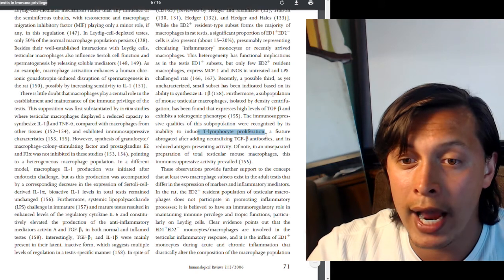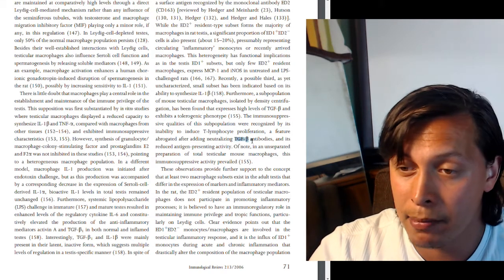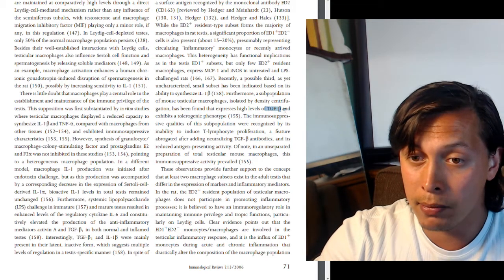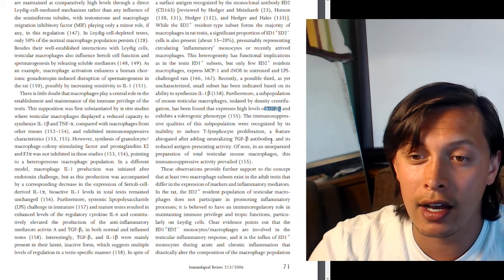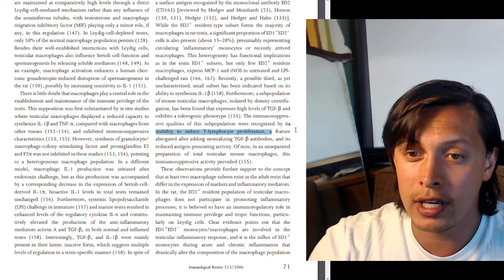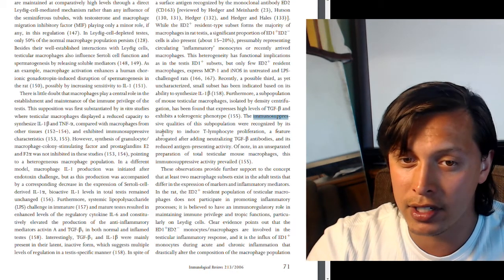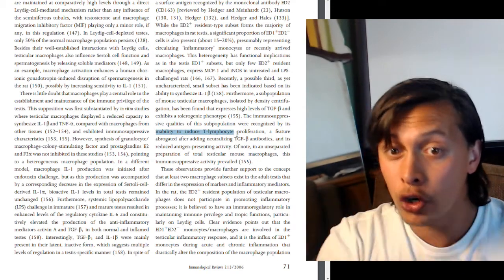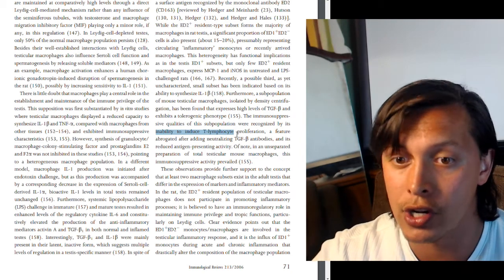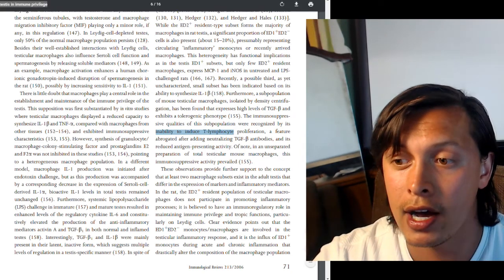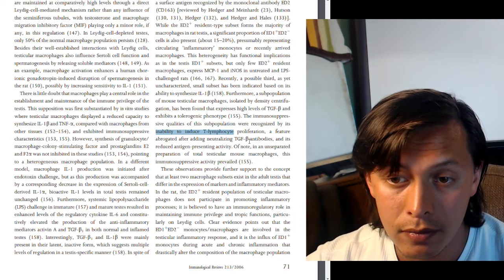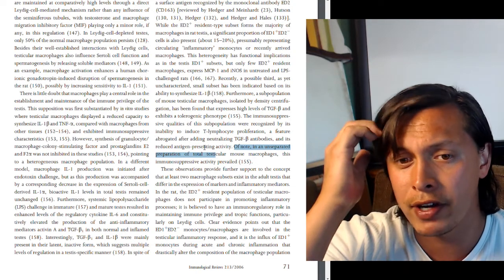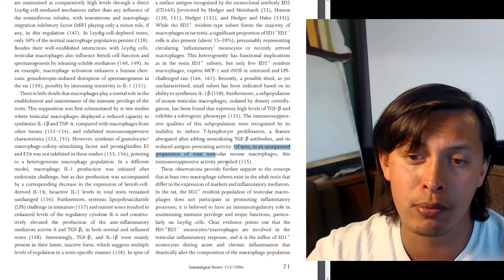But if you add TGF-beta antibodies, or antibodies that will sequester these TGF-beta molecules, then the immunosuppression and the inability to induce T lymphocytes was lessened. So that means you could end up inducing T lymphocyte proliferation if you got rid of the TGF-betas. Of note, in an unseparated preparation of total testicular mouse macrophages, this immunosuppressive activity prevailed.